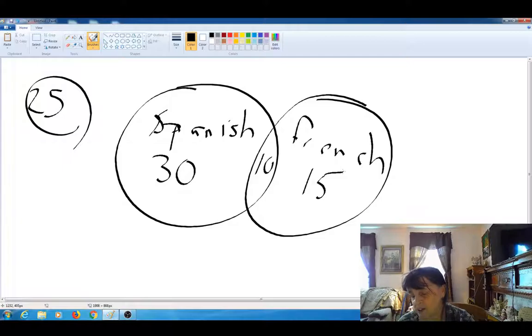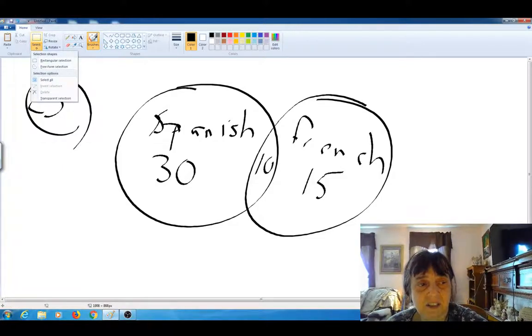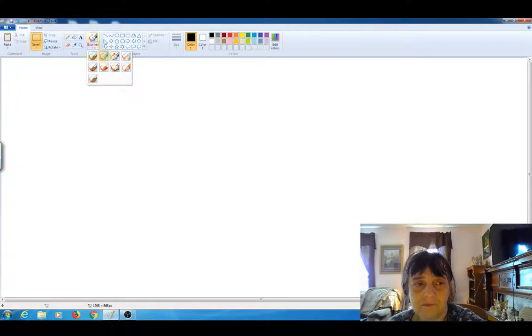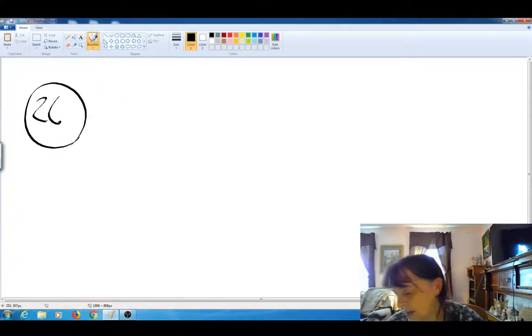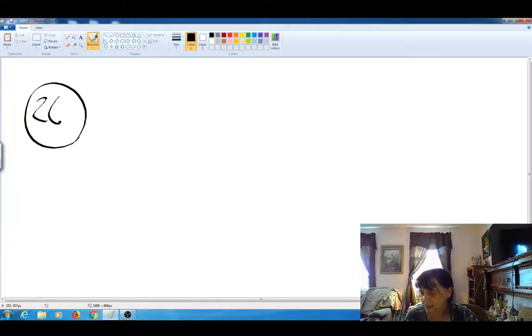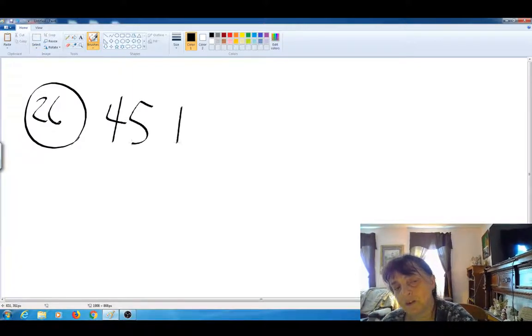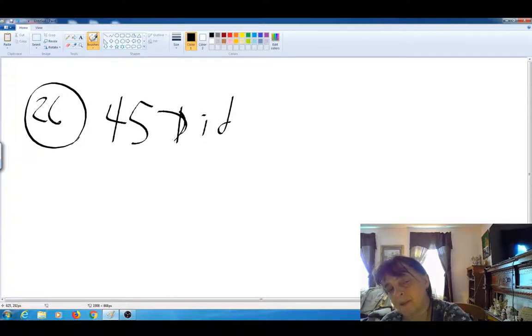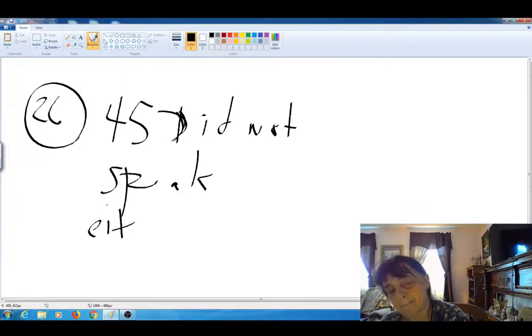I've got the choices written on this paper, so I'm just not going to write them down. And number 26. If 100 people were surveyed about this problem, how many did not speak either of the two languages? We know 55 people spoke one or the other, and 100 people were surveyed. 100 minus 55 leaves 45 that did not speak either language.